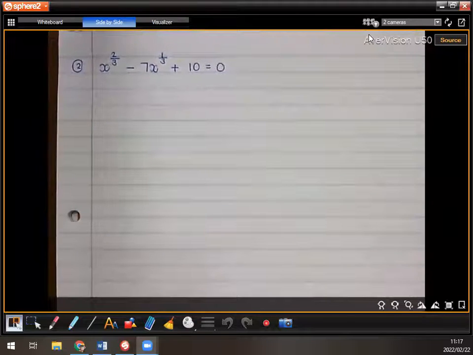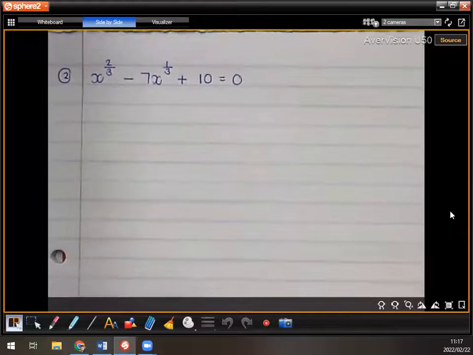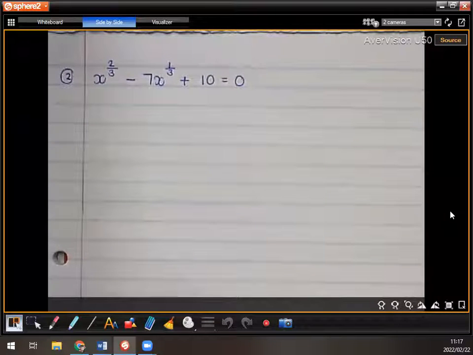That is the next one. x to the power of 2 over 3 minus 7, x to the power of 1 over 3 plus 10 is equal to 0.